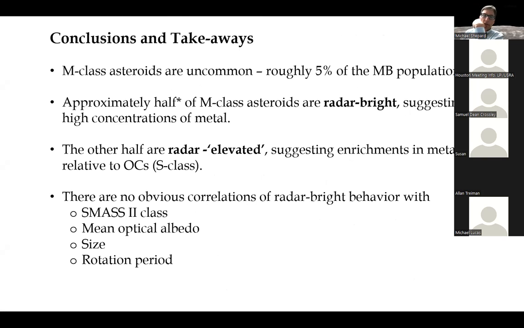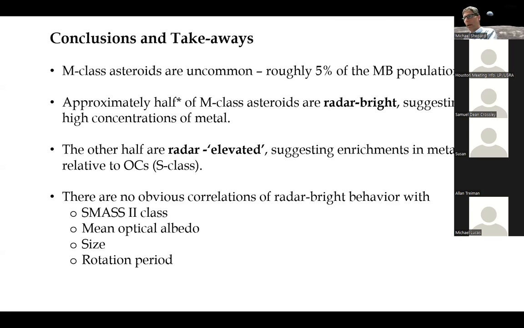All right, so my conclusions and takeaways here. M-class asteroids are uncommon, roughly 5% of the main belt population, approximately half, and I put a star there to remind me of something, are radar bright, suggesting high concentrations of metal. And I say half because a number of the targets we looked at, we only had a few echoes from. So if we had full rotations at multiple aspects, we might have been able to say more confidently, but some of them we may have just been looking at the wrong place at the wrong time.